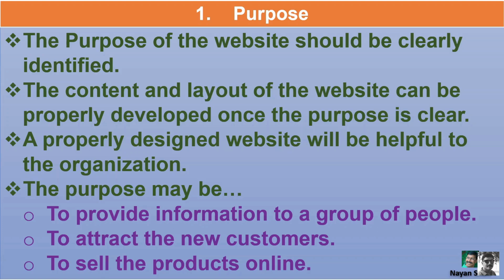Whereas for providing information to a group of people, there are many websites where you just get some information. If you are stuck somewhere and you want to know some details about a particular topic, there are many websites which will give you detailed information about that topic. And to sell products online, there are again websites selling products online, which also attract new consumers and new customers. But the purpose is different.